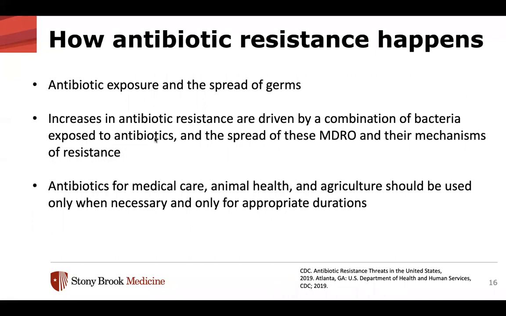So how does antibiotic resistance happen? The straightforward answer is antibiotic exposure and the spread of germs. Increases in antibiotic resistance are driven by a combination of bacteria exposed to antibiotics and the spread of these MDROs and their mechanisms of resistance. Antibiotic resistance is a naturally occurring process, but it's accelerated when antibiotics are constantly present in the environment or patients are constantly exposed to them. Patients should always be promptly treated with antibiotics when the drugs are needed, but we want to make sure they actually need the antibiotic and use them only when necessary and only for appropriate durations.